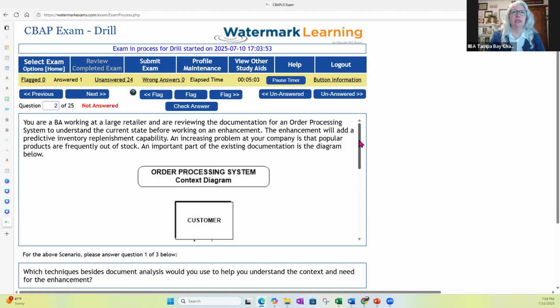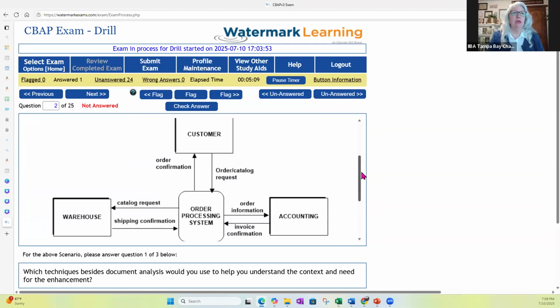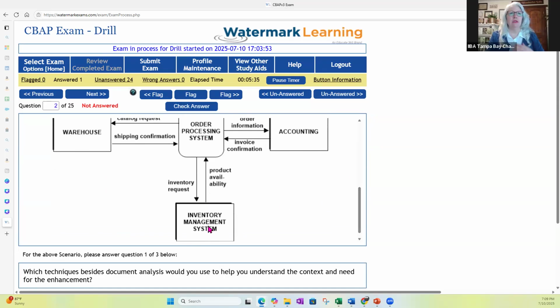So this is our order processing system. I know we've seen it before. It's called a context diagram. The customer will create an order catalog request. It goes to the order processing system. The order processing system returns order confirmation. Their warehouse will send a shipping confirmation, and it will receive a catalog request. The accounting will send an invoice confirmation and will receive order information. And the inventory management system will send product availability to the order processing system and it will receive inventory requests.